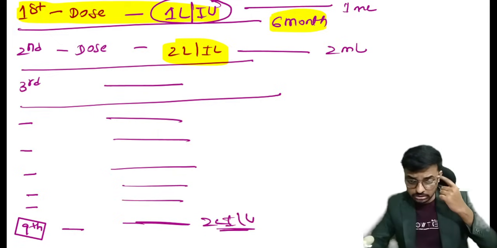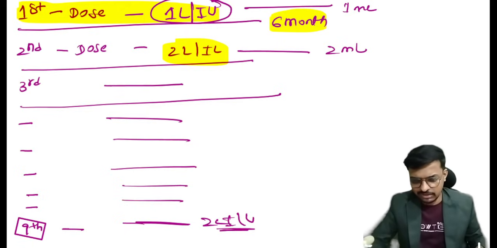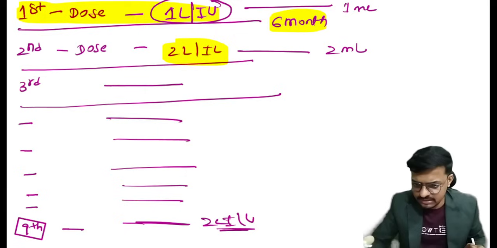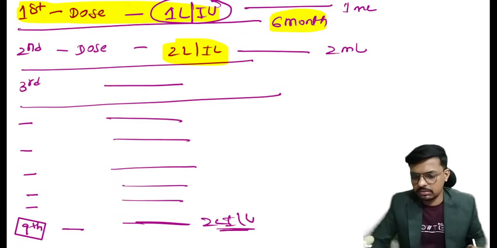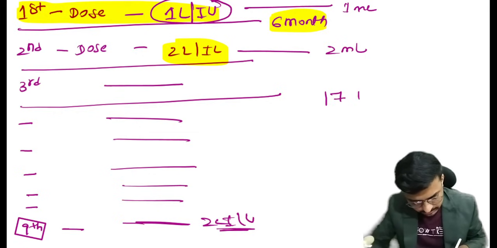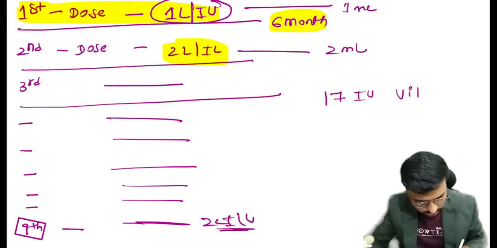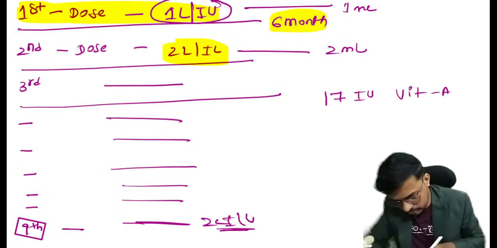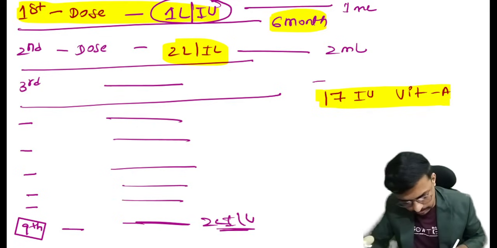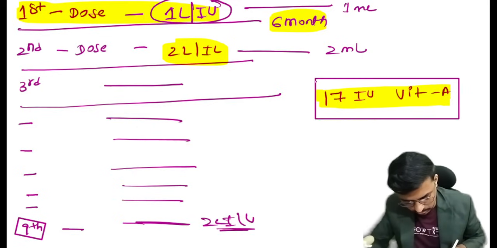So in total how much vitamin A are we giving? The first dose is 1 lakh, and the remaining 8 doses are 2 lakh each. So total 16 plus 1 is 17 lakh international units of vitamin A we are giving in the total 9 mega doses. So please do remember, very important.